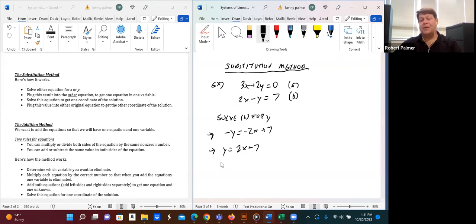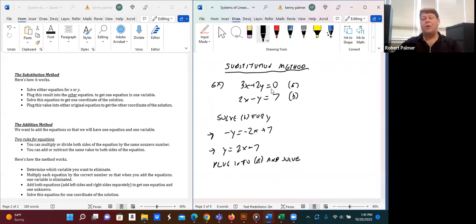And what I do with that is I plug this into the other equation. Always plug in the other equation. Never plug it back into the equation you solved for. Plug into equation A and solve.